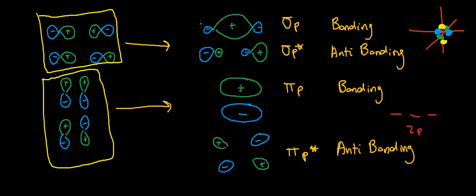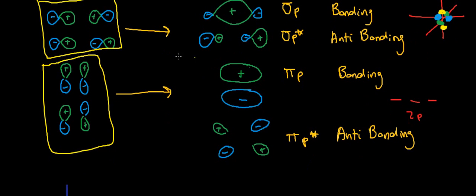Back to here. For bonding, front-facing, sigma p for p orbitals. And for anti-bonding, sigma p star. For the side bonds, they can overlap in this manner, above and below, or side to side.